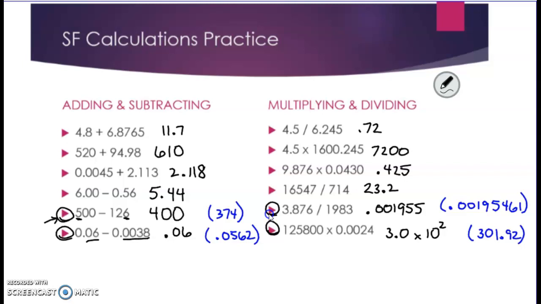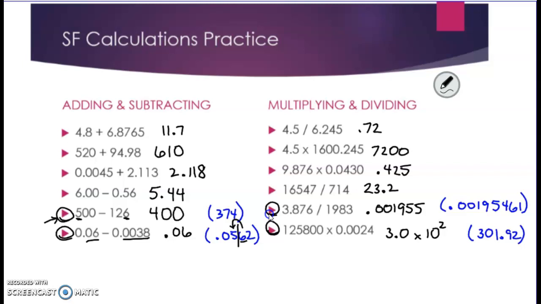For the one below it, I have 2 decimal places in the first number. I have 4 in the second. When I go through, I need 2 in my answer. So with the number the calculator provided here, I would count over 1, 2. That 6 would cause this 5 to round up. And so yes, I end up getting the exact same answer I started with. And that's okay. That's going to happen sometimes.